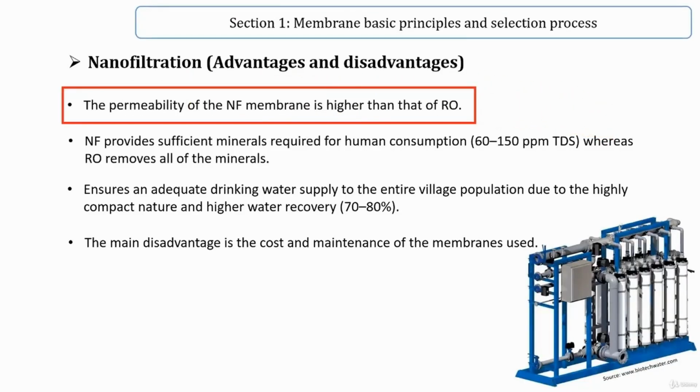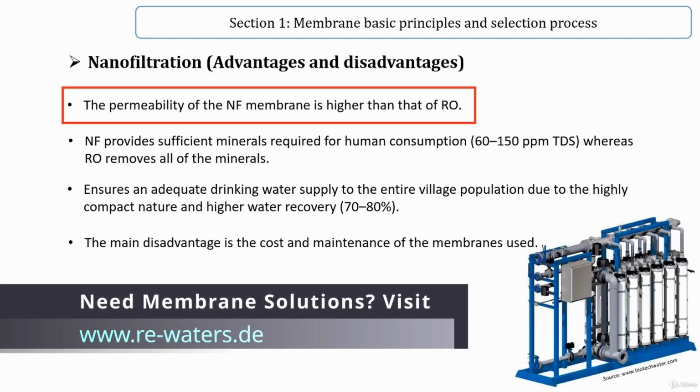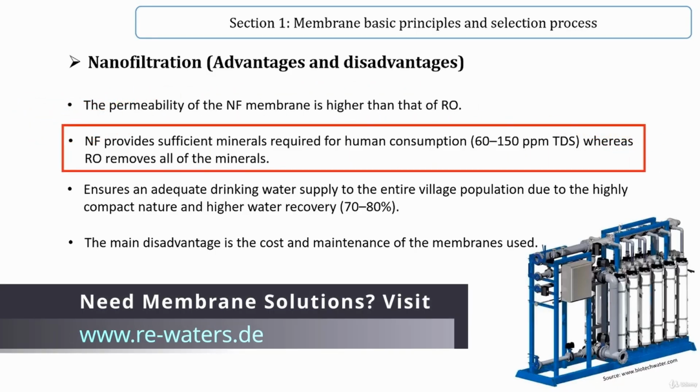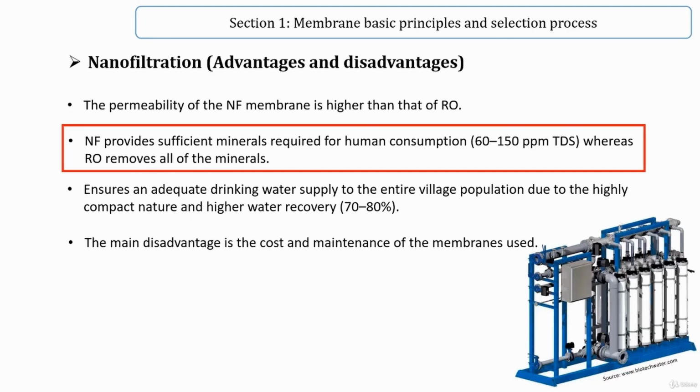The permeability of the nanofiltration membrane is higher than that of reverse osmosis, while the extent of removal of germs and heavy metals is similar due to their large molecular sizes. Nanofiltration provides sufficient minerals required for human consumption, between 60 to 150 ppm TDS, including sodium, magnesium, potassium, calcium, and phosphorus, whereas reverse osmosis removes all of the minerals from water and could be harmful in the long run if the water is not remineralized.